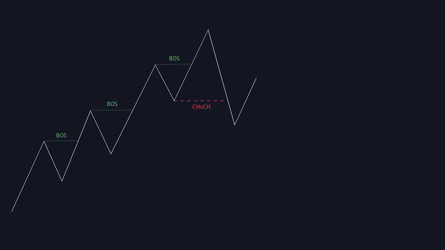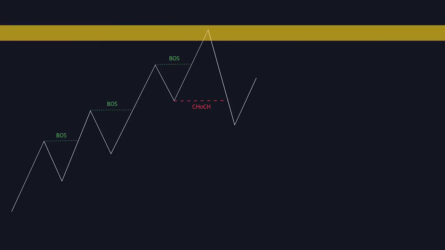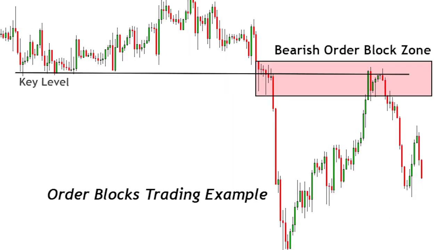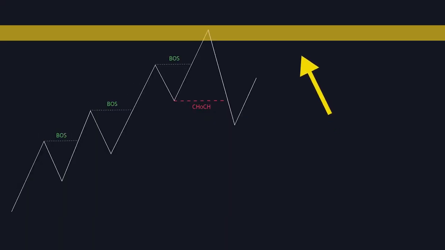In order to make this change of character significant, we want this previous high to be in an area of interest. For example, a supply or demand zone, or an order block. The stronger this area of interest is, the better. This will significantly increase the success rate of the change of character.